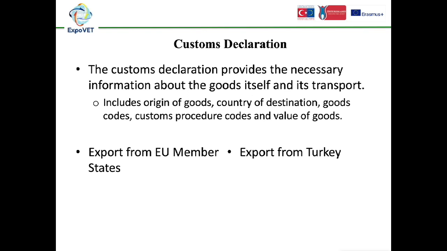After the export declaration is submitted and the goods are submitted to the export customs office, there are differences in practice for the EU member states and Turkey. For the EU member country, the goods are presented at the customs office of exit and the master reference number, MRN, of the export declaration is specified. Then, the release for exit is done. The export declaration is submitted using the electronic system of the customs administration.